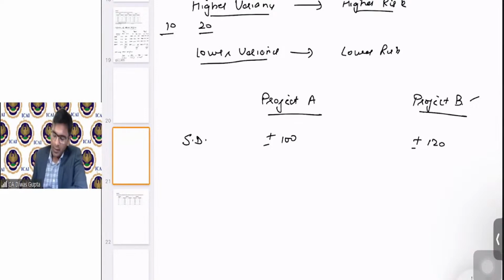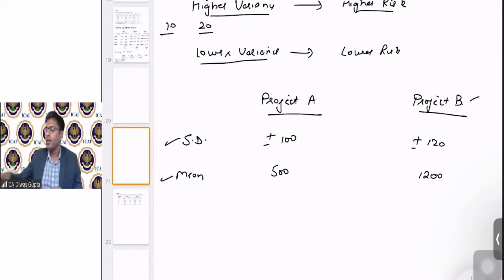So coming back. SD, standard deviation, plus minus 100, plus minus 120. All of you will say that project B is risky. But what if I give you one more piece of information wherein I'll say that mean is 500 and 1200. Now comes the question of the day. Can you tell me which project will you accept and why? I've given you standard deviation and mean for two different projects. Can you tell me which project you will prefer and why? SD is what? Risk. Mean is the expected outcome.